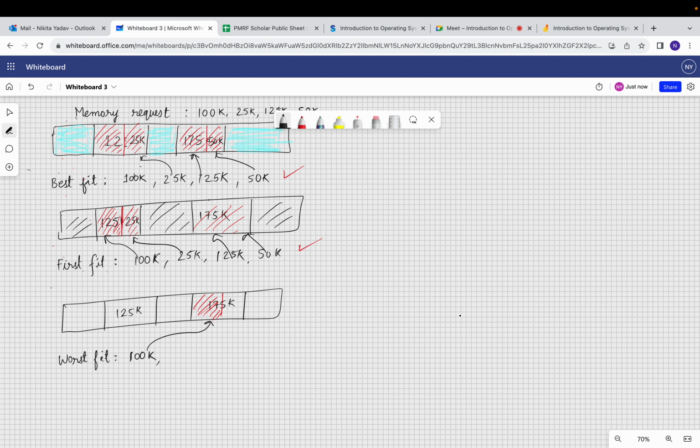How many bytes will be left here? 75 kilobytes will be left. Next request is for 25 kilo. Again you are going to scan. There are two free chunks, one of size 75, one is 125. Which is the worst fit? The largest is 125, so you are going to store it here. When you store it here, 100 will be left as free.